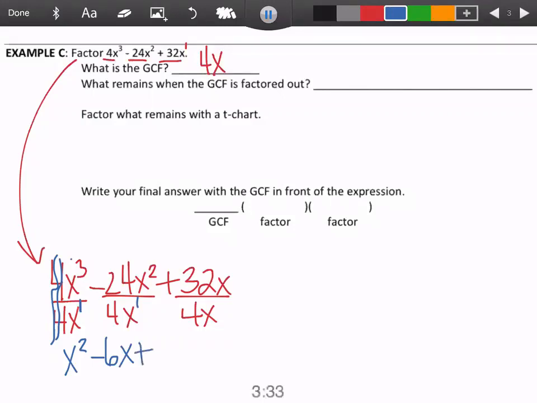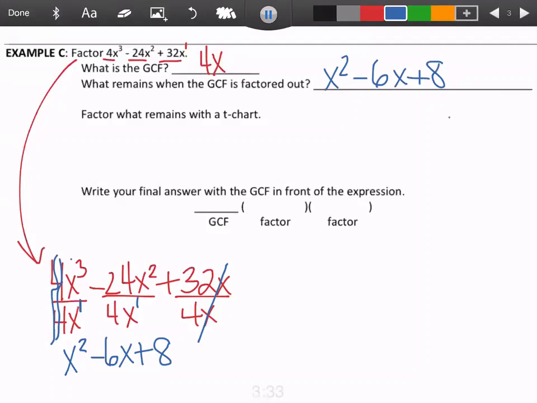Plus 32 divided by 4, that's 8. So we divided the numbers. And then x over x, those two cancel out. So what remains when the GCF is factored out is x squared minus 6x plus 8.